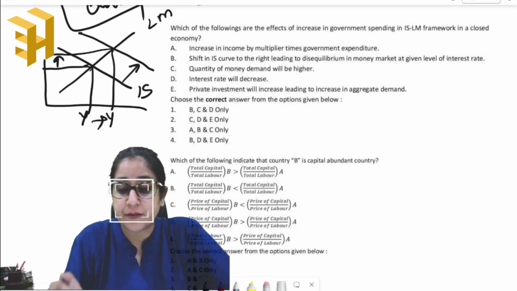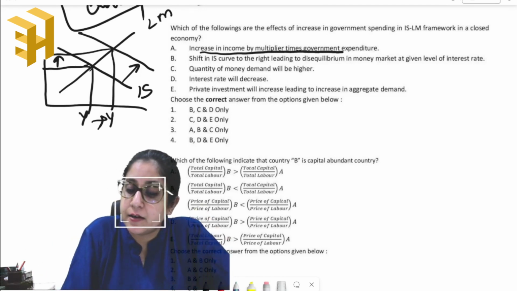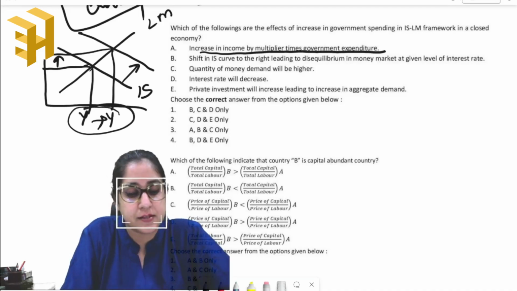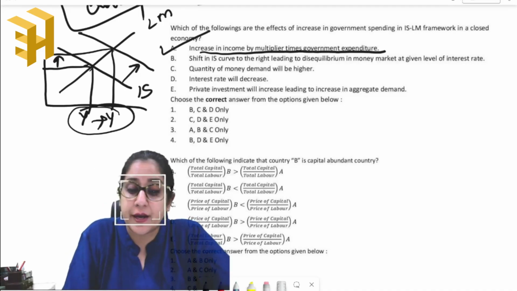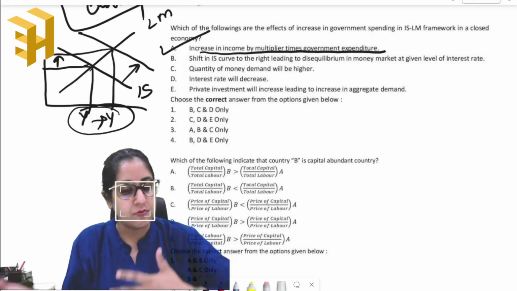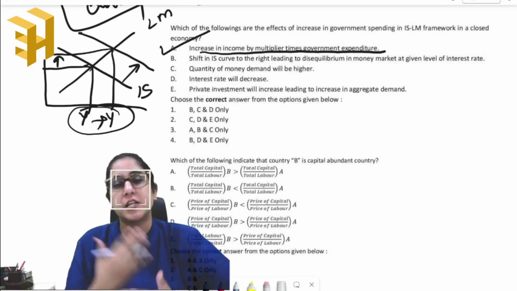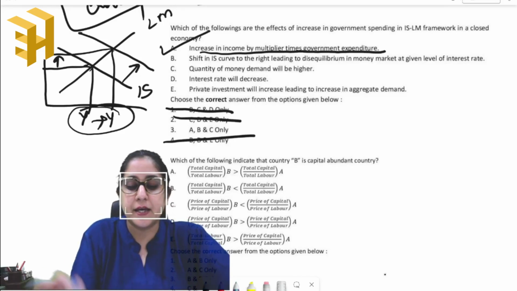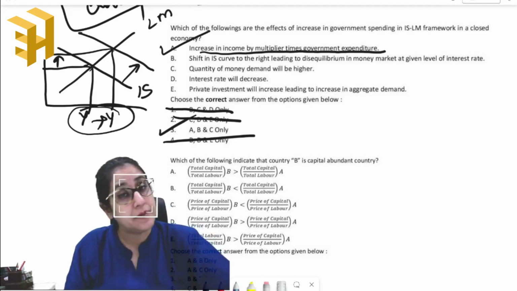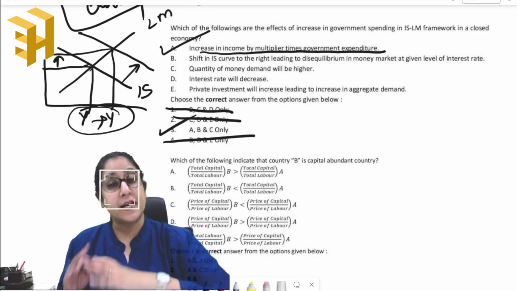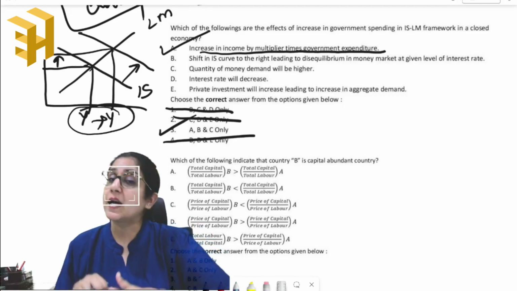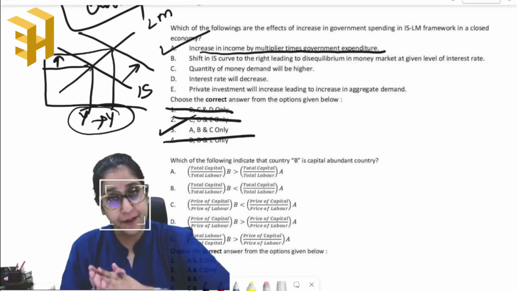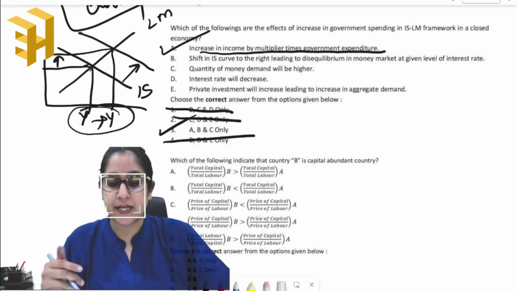So first statement, increase in income by multiplier times the government expenditure. Yes, the income is increasing, so A is right. Filter out the options. In the very first statement itself, we've got our answer here. A, B and C only, option 3, right? So that is why basics plus strategy, very important in such MCQs. Okay, let's go through other statements also.